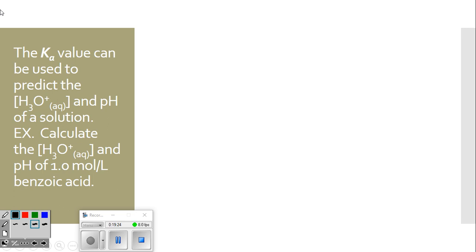So we can use the Ka value to predict some numbers. So if we consider first benzoic acid, benzoic acid you can find in your data booklet. You don't necessarily need to write down the reaction and the formula all the time, but I'm just going to start by doing that here. So that's benzoic acid.